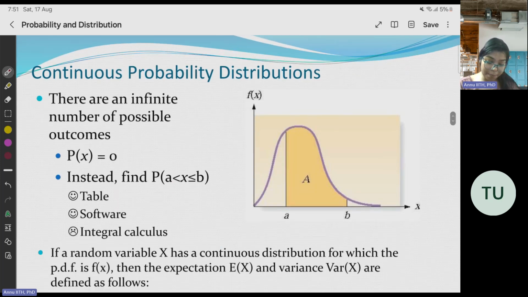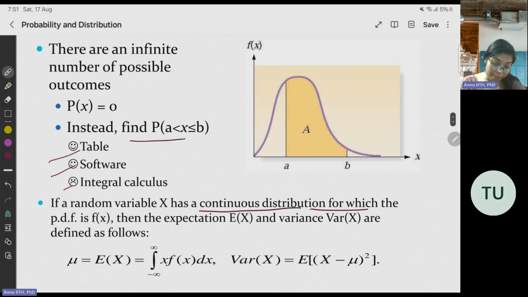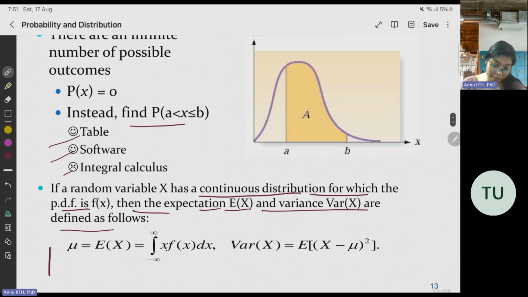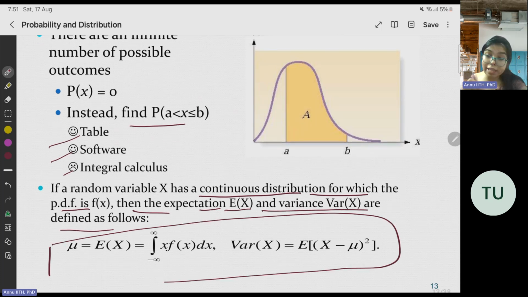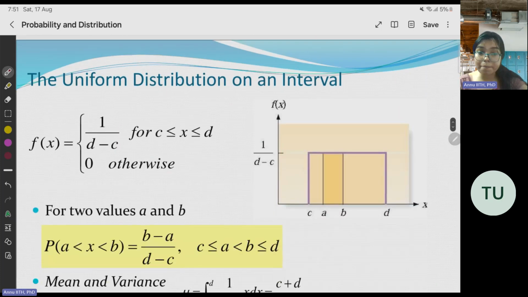So instead, if we have to find it using tables, software, or integral calculus: if a random variable X has a continuous distribution for which the PDF is f(x), then the expectation E of X and the variance of X are defined as this particular thing. In the previous case, we had summation, right?